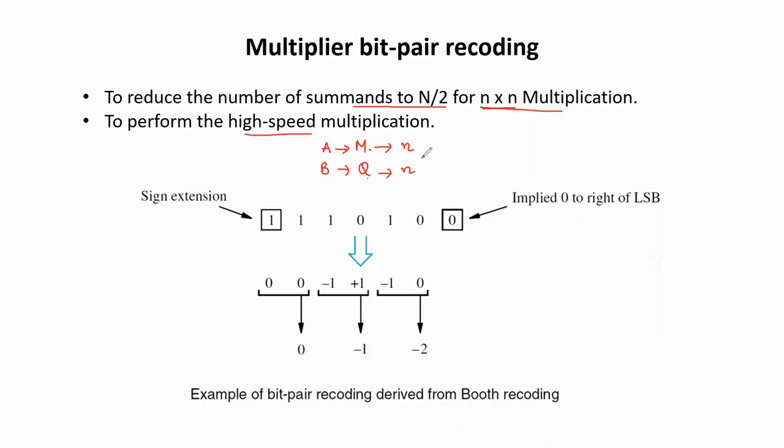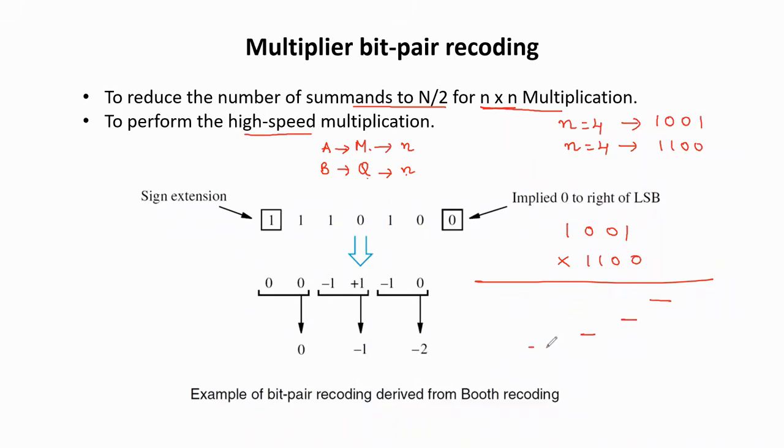Now, when we multiply n by n, suppose I take n equal to 4 for the multiplicand and for the multiplier also 4. In binary form, the numbers are 1001 with 4 bits and 1100 for the multiplier. When we multiply these two binary values with 4 bits, it provides 4 partial products. These partial products are also called summands.